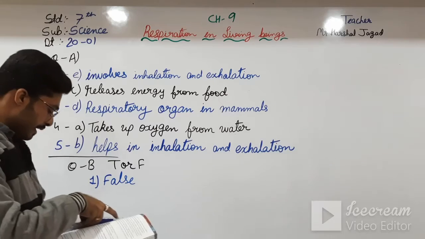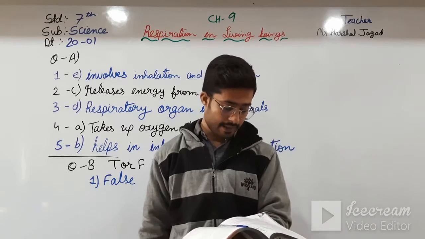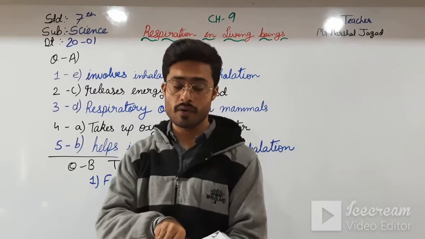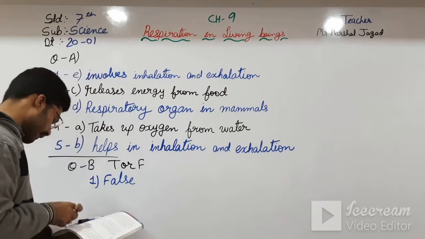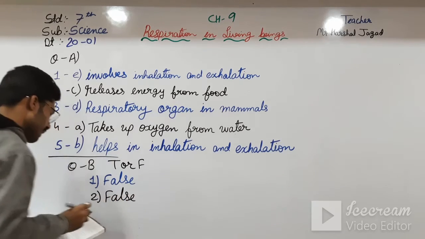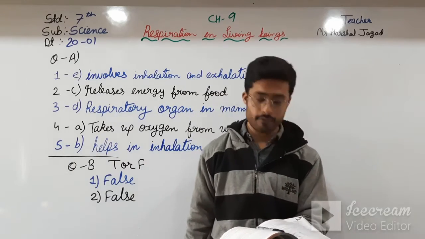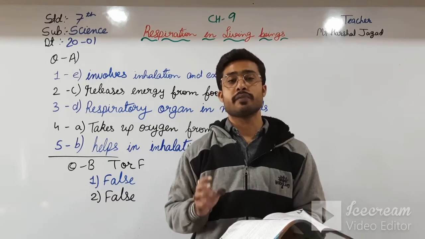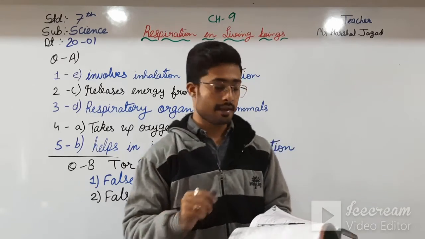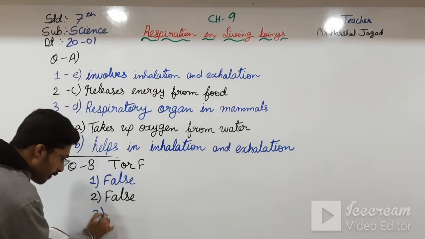Second one, insects breathe with the help of their moist skin. No, insects do not breathe with their moist skin. So it is also false. Third one, a frog is able to breathe in water with the help of gills. The frog breathes in water with its moist skin, not with gills. Gills are for the fish. So this one is also false.